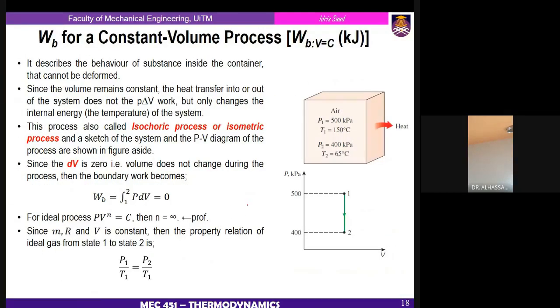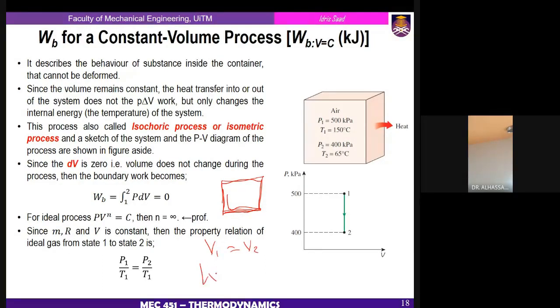Now if you want to determine the boundary work for a constant volume process, we start from the basic fundamental equation. We have a constant volume system, so the volume does not increase. The volume remains the same. It means that the initial volume and final volume are the same, V1 equals V2.